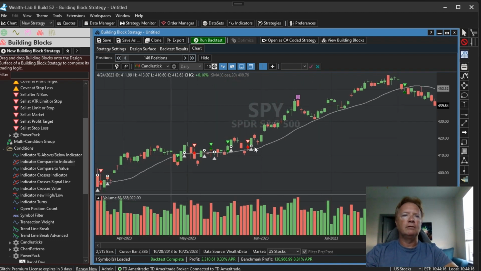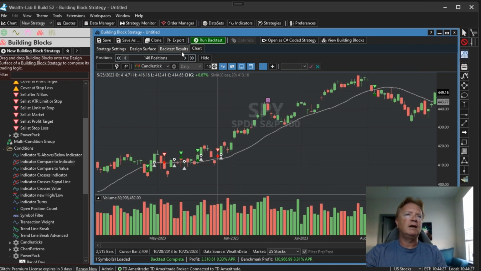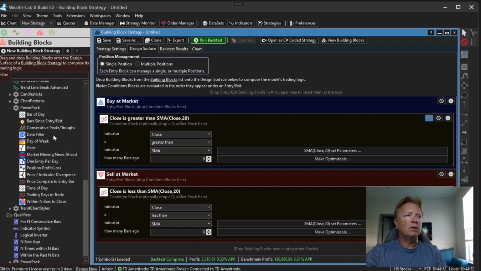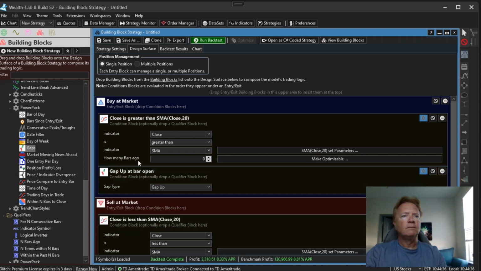So here we go. Here's a trend following system. It's entering when the close crosses above the moving average, and then it's selling when the close crosses below the moving average. So let's say we wanted to add an additional rule to this entry. Let's go to our power pack and say gaps. So we will enter only after the signal date has a gap up opening. So let's run that again.